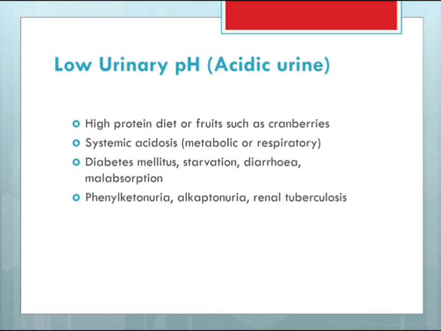Low urinary pH or acidic urine can be due to high protein diet or fruits such as cranberries. Other causes are systemic acidosis, metabolic or respiratory, diabetes mellitus, starvation, diarrhea, malabsorption, phenylketonuria, alkaptonuria, renal tuberculosis.